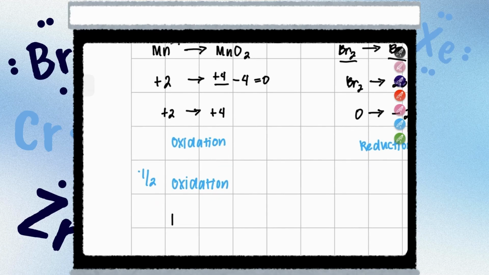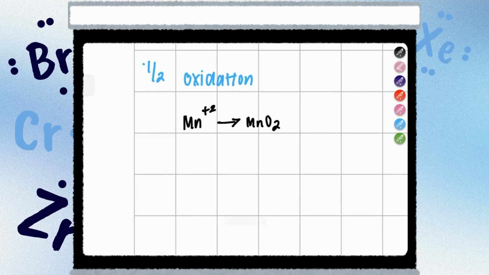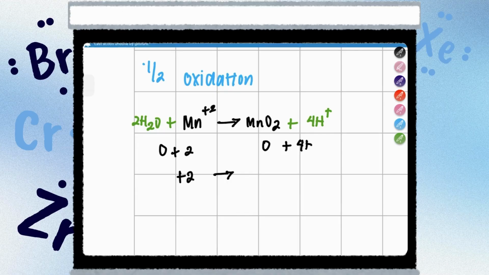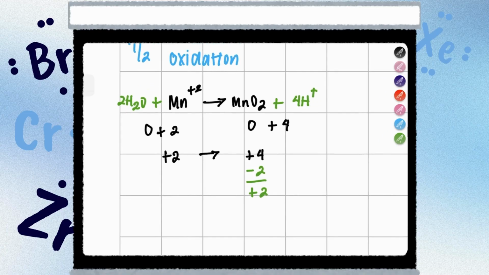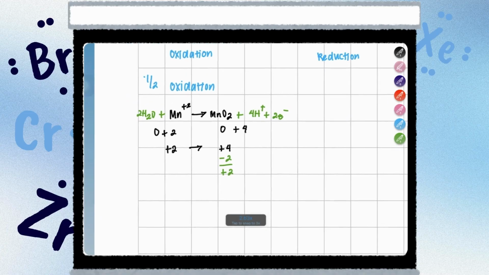You have Mn plus 2, then MnO2, then let's balance out oxygen, 2H2O, then balance out hydrogen, we have 4H plus. Let's balance their charges, 0 plus 2, we have plus 2, then 0 plus 4 lang. We have positive 4. So, ano yung i-add natin? Dalawang electrons to get positive 2. So, 2e.